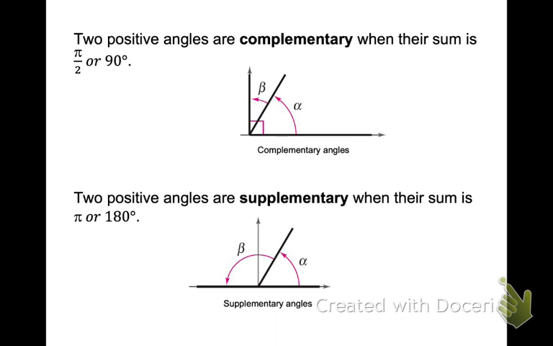Okay, again, complementary is 90 in degrees, right? 90 degrees. How many radians? Pi over 2. Yes? Because 90 is half of 180. Supplementary is 180, but what in radians? Pi. Your brain is going to get where I say pi, it's 180. I say 180, you can go pi. They are the same thing.